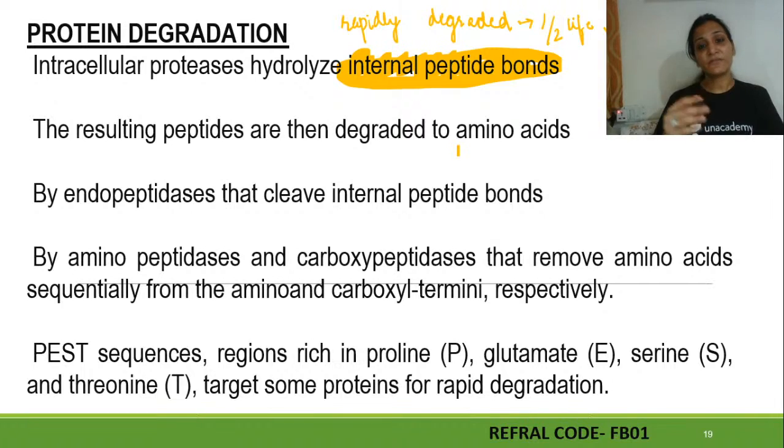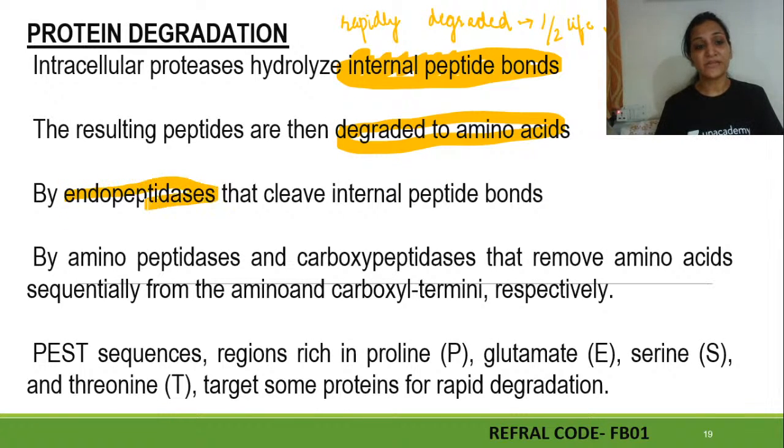So when there is a cut, it will lead to the formation of degraded amino acids, which are free in the environment, by endopeptidases that cleave the internal bond. So the enzyme is endopeptidase. The meaning of endopeptidase is that it cleaves the internal bonds, right? Then aminopeptidases and carboxypeptidases remove amino acids sequentially from the amino terminal and carboxy terminal respectively.